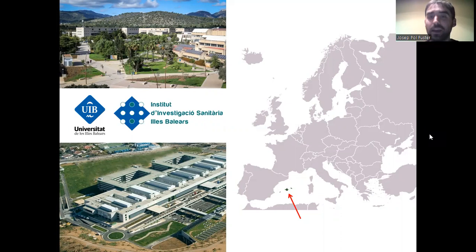I'm Josep. I come from Mallorca, and there I had the opportunity to develop my thesis at two different institutions. One of them was the University of the Balearic Islands, and the other one was the Institut d'Investigació Sanitària de les Illes Balears, which is a research institute. Part of the results and the ideas I will expose today come from my thesis, which was defended last year.